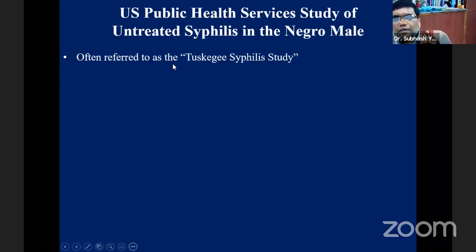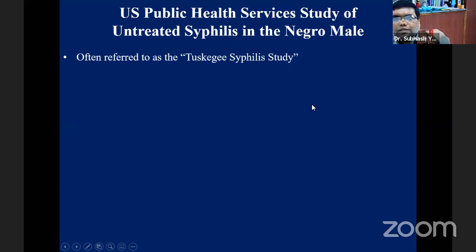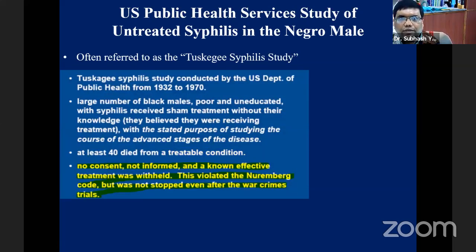This was another infamous one. Most of us know it, the Tuskegee syphilis study. It was a study of the course of untreated syphilis in the Negro male. Here you can see what ethical problems you can make out from these three lines also, and I will just go further.